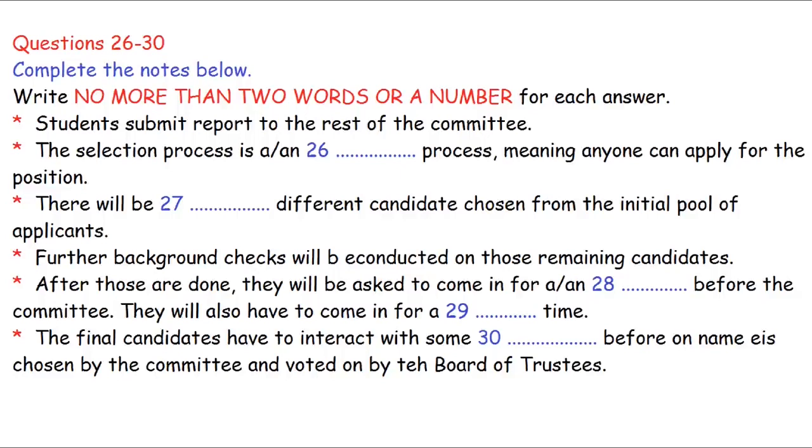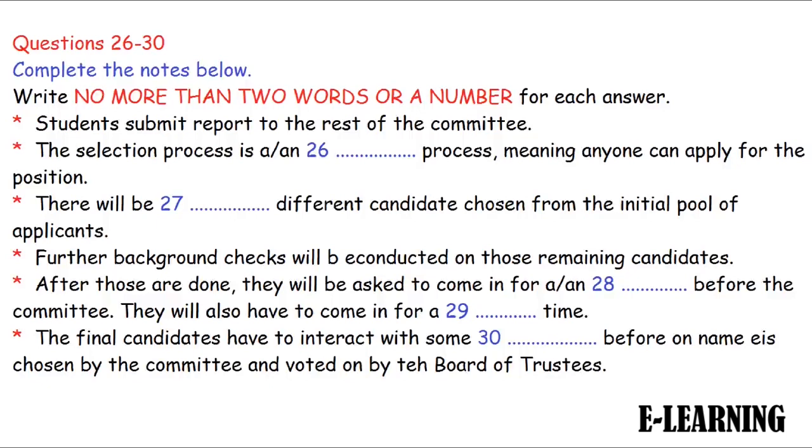We have an open process, meaning anyone who wants to can apply to be Chancellor. That way, we will have the widest available pool to choose from. Of course, the first step will be to narrow down the field of applicants. Looking at their background and work experience, we will end up with 15 candidates. There will be further background checks on the remaining candidates. These checks include talking to the references a candidate has listed, as well as asking about them at any previous institution they may have worked at.